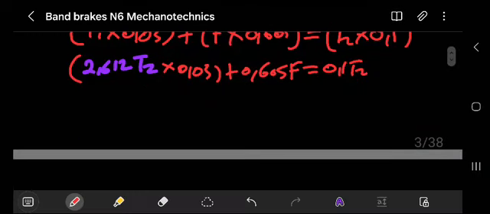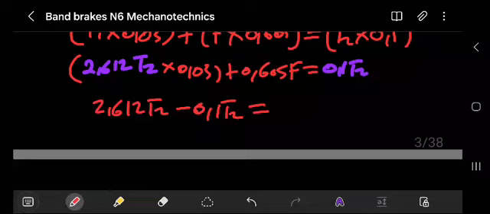Then let's do the maths. These are like terms in T2, so apply the math. This is 0.612 T2 minus 0.1 T2, and that would be negative 0.605 F, right? This is what we had, isn't it?